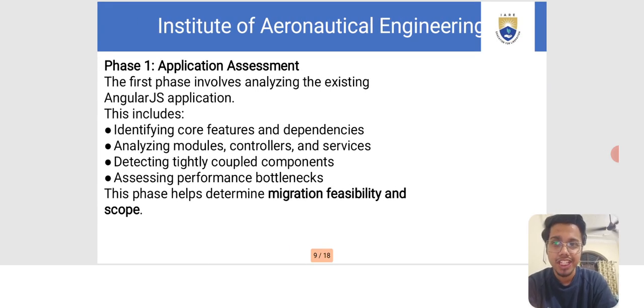Phase 1: Application Assessment. The first phase involves analyzing the existing AngularJS application. This includes identifying core features and dependencies, analyzing modules, controllers, and services, detecting tightly coupled components, and assessing performance bottlenecks. This phase helps determine migration feasibility and scope.